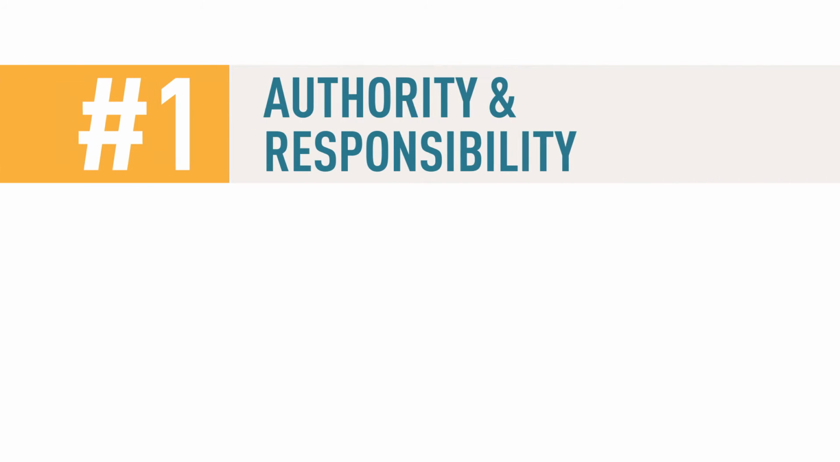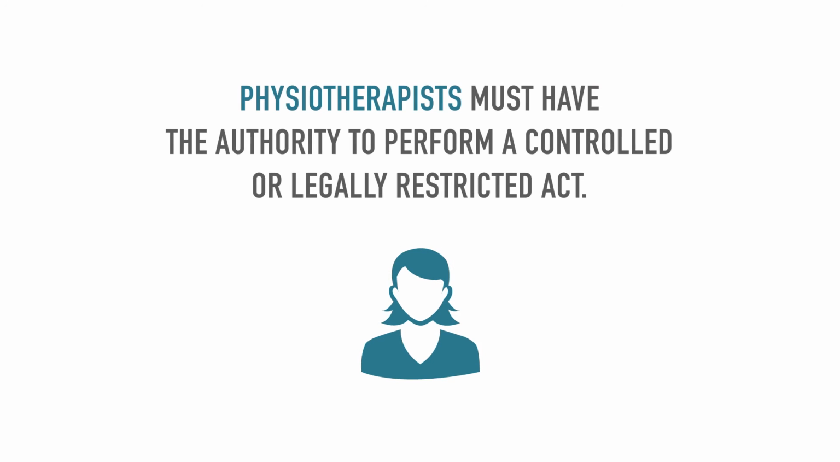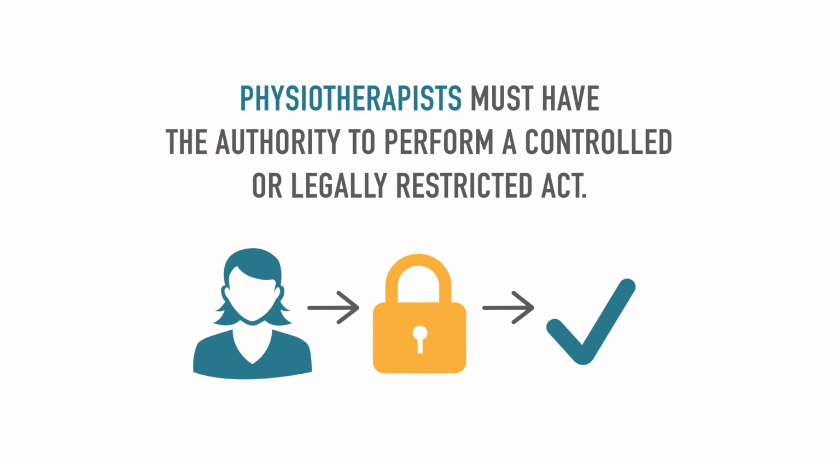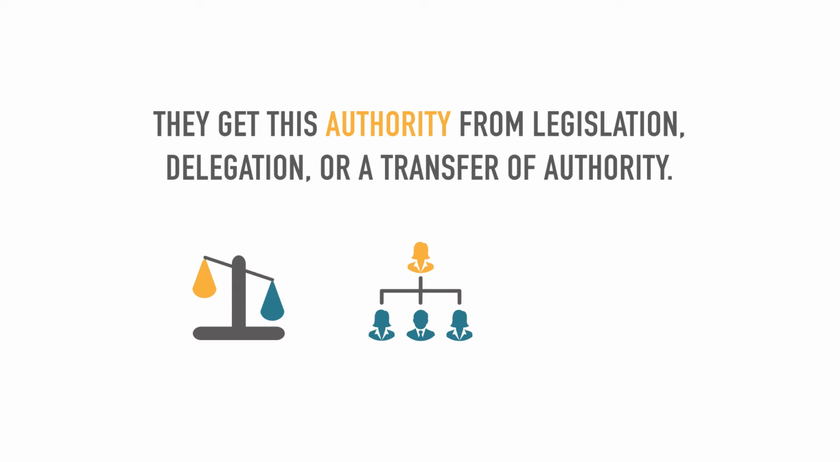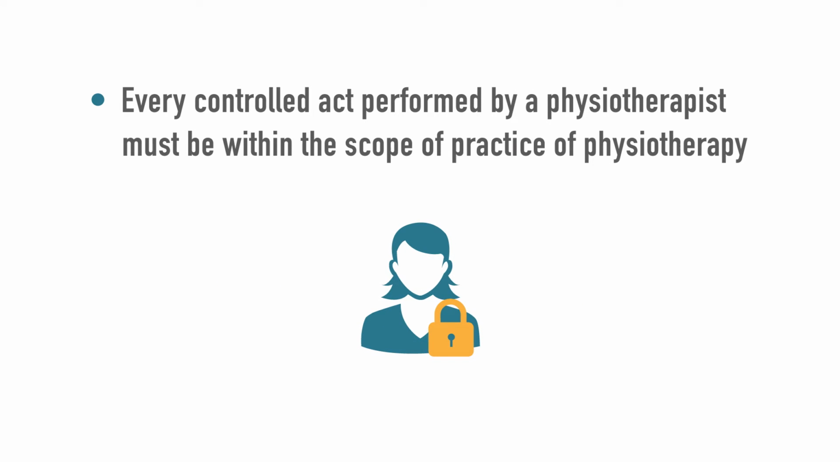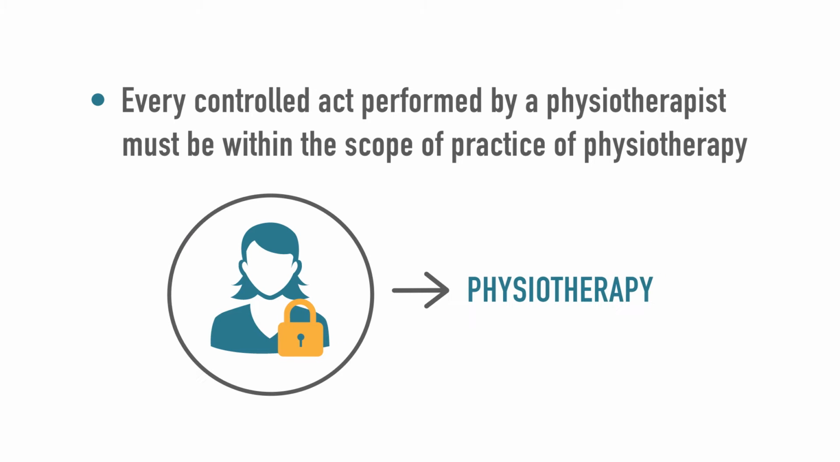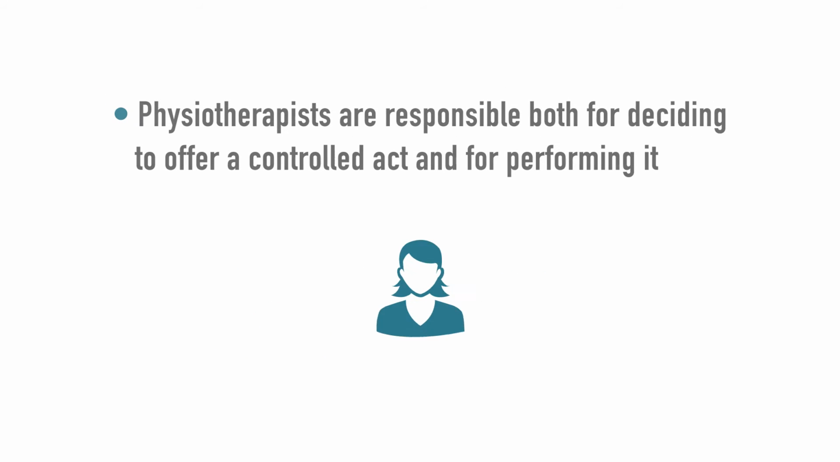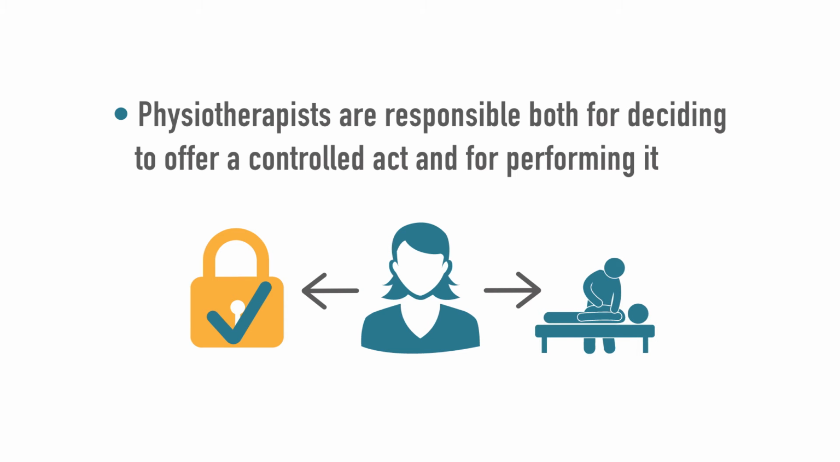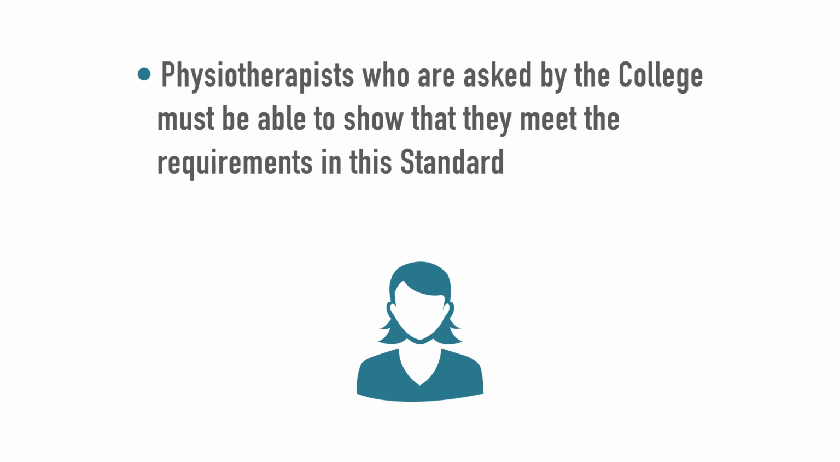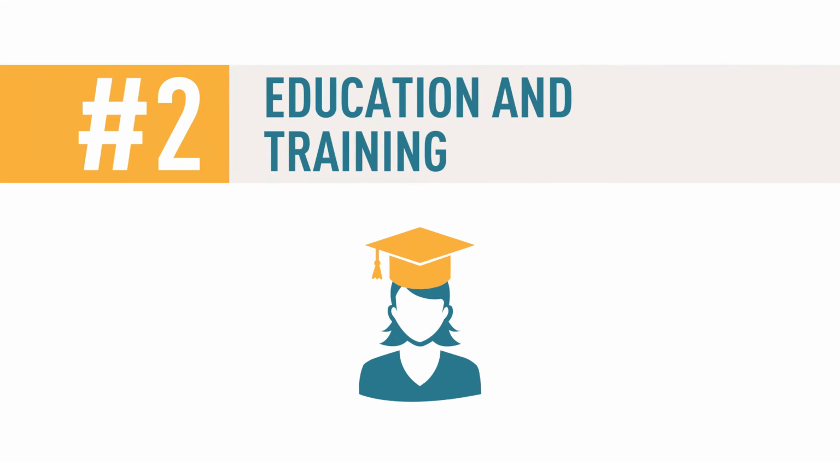Number 1. Authority and responsibility. Physiotherapists must have the authority to perform a controlled or legally restricted act. They get this authority from legislation, delegation, or a transfer of authority. This means every controlled act performed by a physiotherapist must be within the scope of practice of physiotherapy. Physiotherapists are responsible both for deciding to offer a controlled act and for performing it. And physiotherapists who are asked by the college must be able to show that they meet the requirements in this standard.